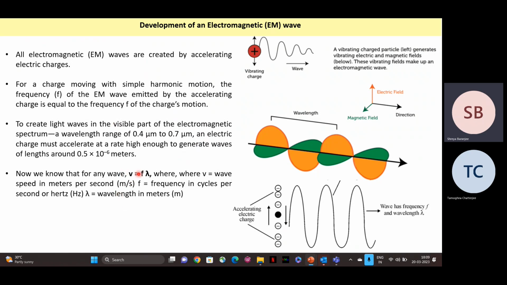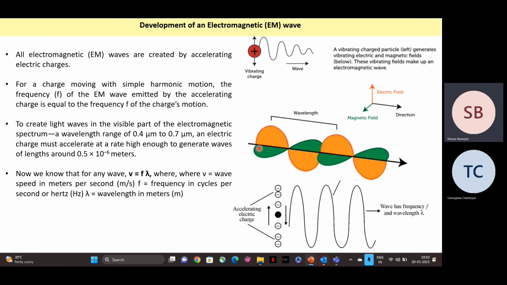We know the formula v equals f lambda, where v is the wave speed in meters per second, f is the frequency in cycles per second or hertz, and lambda is the wavelength in meters. So the velocity of the wave is equal to the frequency of the wave times the wavelength. Wavelength, if you remember, is the distance between two adjacent regions which have the same phase, so the distance between two peaks or two troughs.